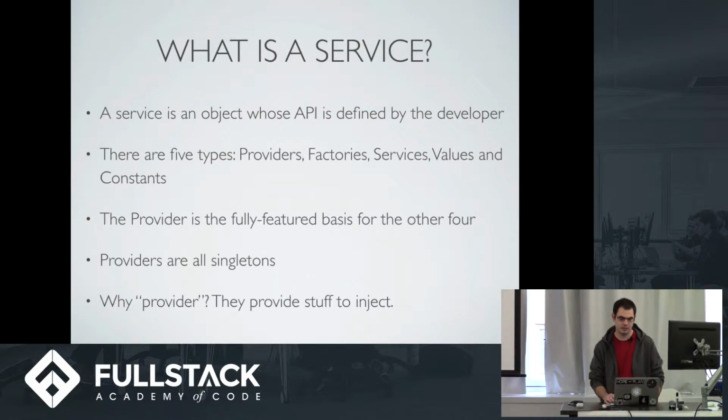And those are special objects that the Angular devs defined. Services are what we get to make. There are 5 types of services. They're providers, factories, services, values, and constants. Despite the fact that services is a type of service, they're all actually based on the provider. Everything else is syntactic sugar on top of it. They're all singletons that basically provide objects that are injectable by some of the other services or by a controller, things like that.